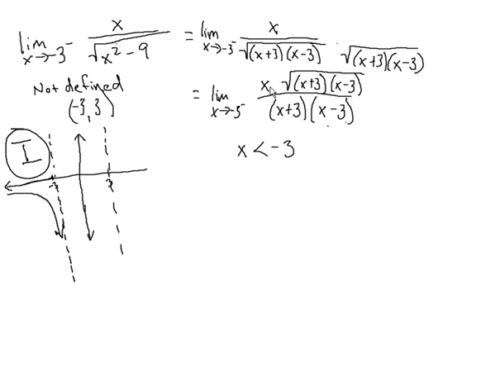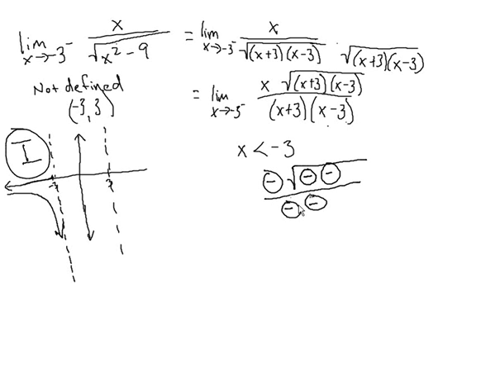So we have a number that's less than negative 3, so x is going to be negative. In our square root, x plus 3 is going to end up being negative, since x is a number less than negative 3. Negative 3 minus 3, that's also going to end up being negative. For the same reasons, these down here will also end up being negative as well.